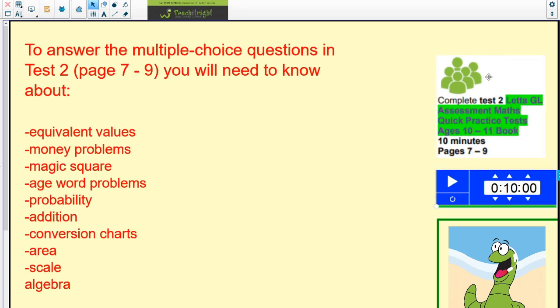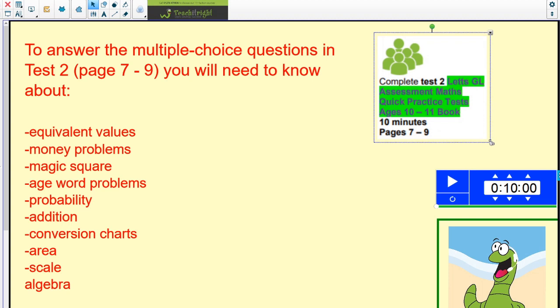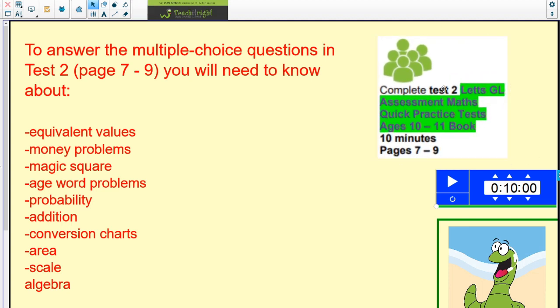Right, everyone, I think we can get on to the next test now. We're going to do test 2. It's in the exact same book as before, and it's simply the next page. So it starts on page 7. Again, you're going to have 10 minutes, and the different questions you're going to cover are equivalent values, money problems, magic square, age word problems, probability, addition, conversion charts, area, scale, and some more of that lovely algebra. So again, when you come back, these are the different keywords to look up for if you need more help with things.